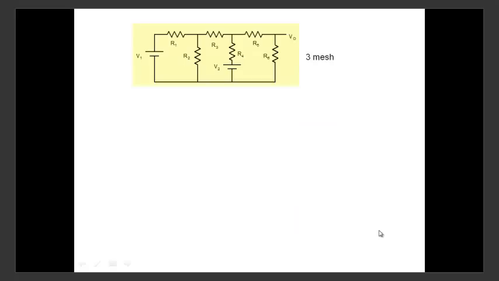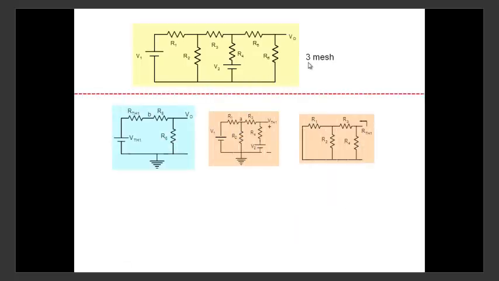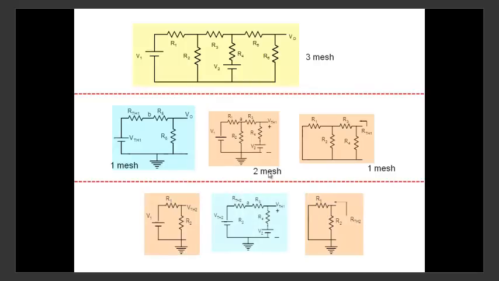So what is happening is the following. A three mesh problem was there. We applied Thevenin's theorem once and we get one mesh, two mesh, one mesh. As I said, these are trivial to solve. You effectively get a two mesh problem. You apply it once more. The two mesh problem that you see here became all one mesh problems.